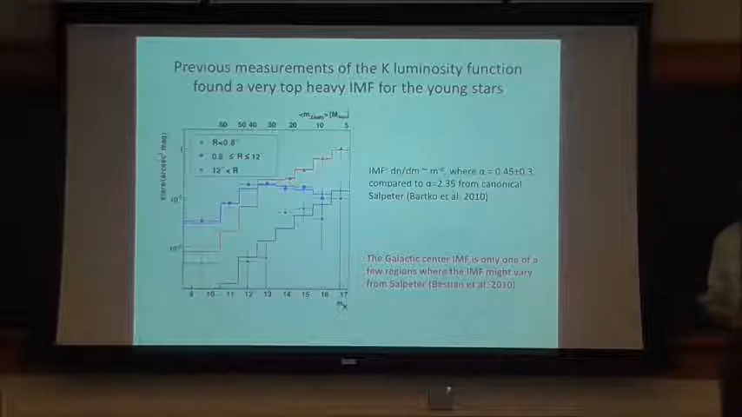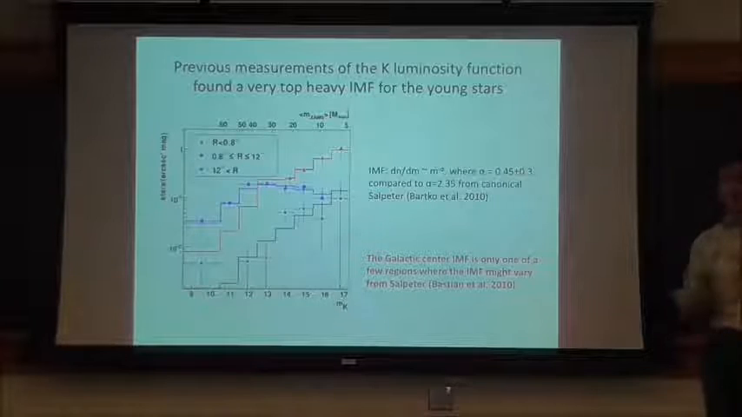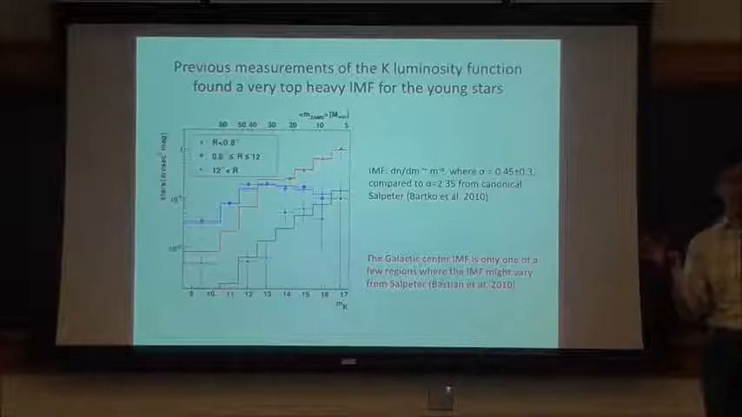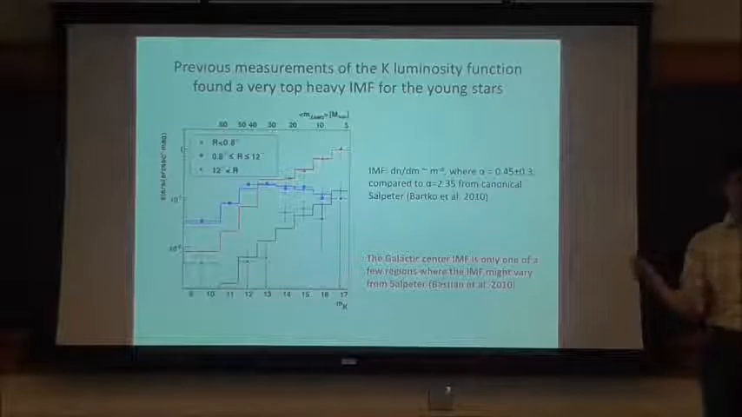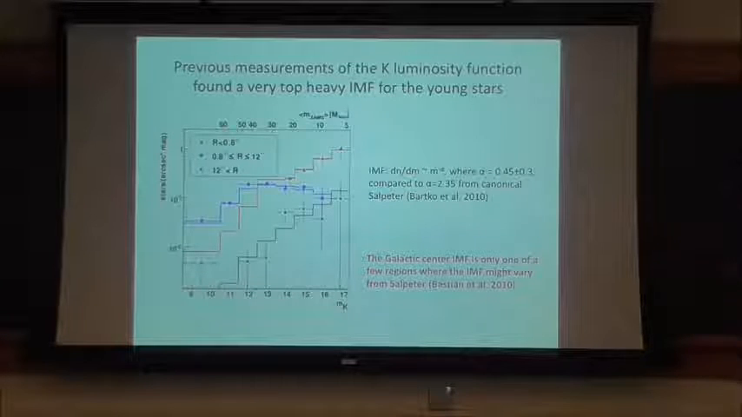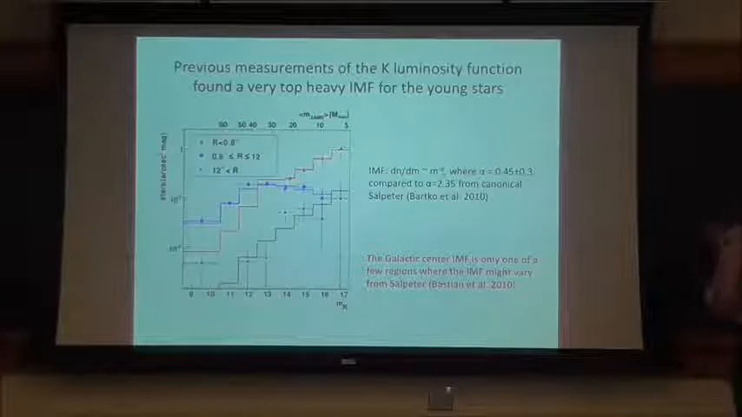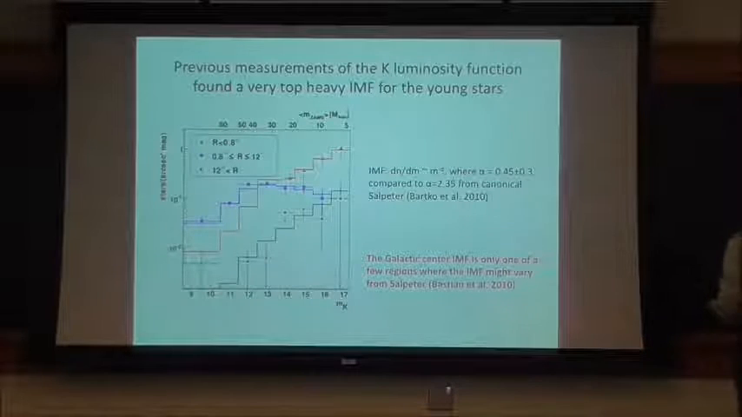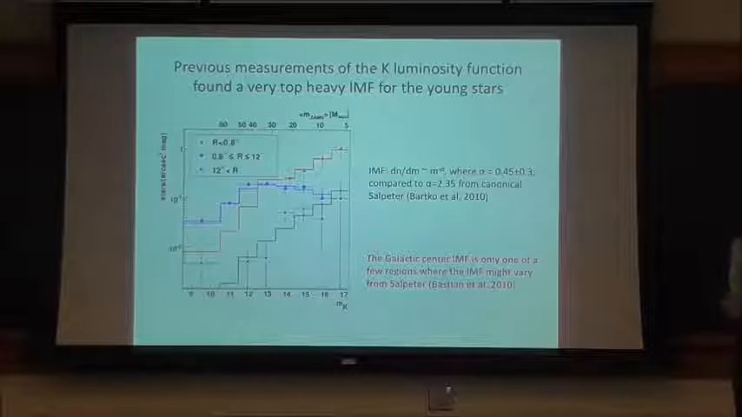You can relate the magnitude of stars to their mass if you have some sort of stellar evolutionary model and atmosphere model to tell you how to interpret that. And when Bartko et al. did this, they found that the mass function had a power law of 0.45. So this is much smaller than the Salpeter power law of 2.35. This is one of the strongest cases for a varying initial mass function that's ever been measured, basically.